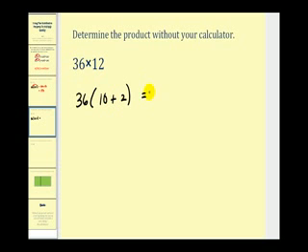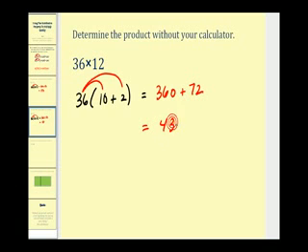And again, the reason that's helpful is 36 times 10 is pretty easy to determine. That would be 360. And 36 times 2 is also pretty easy to determine. That would be 72. And now we can just determine this sum. Here it's a little more involved because we would have to carry, but this would be equal to 432. So 36 times 12 is equal to 432.